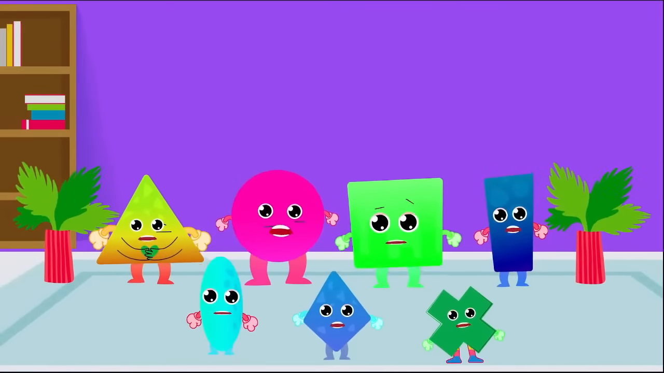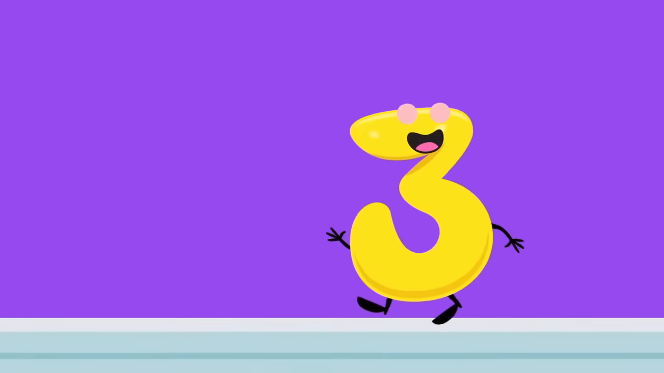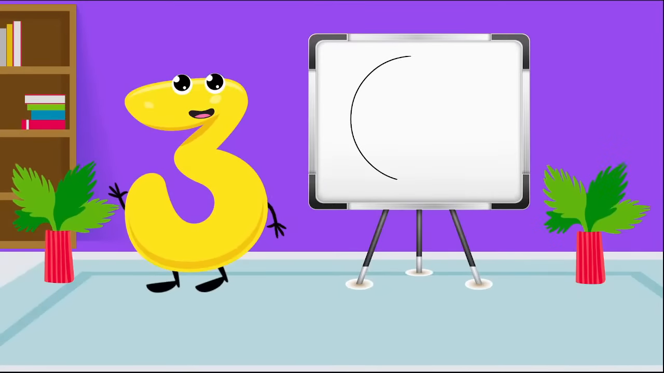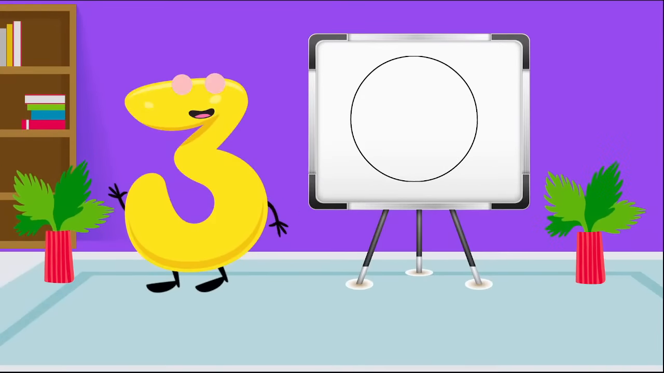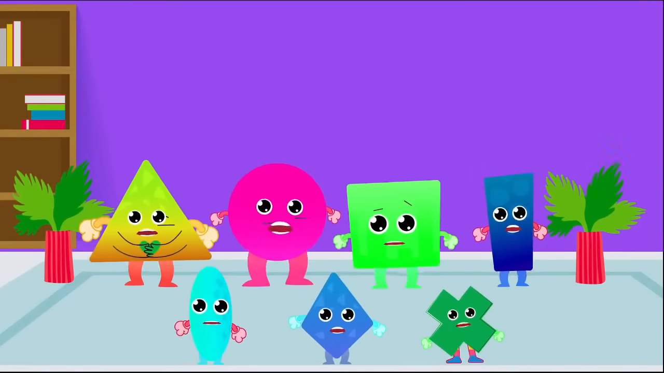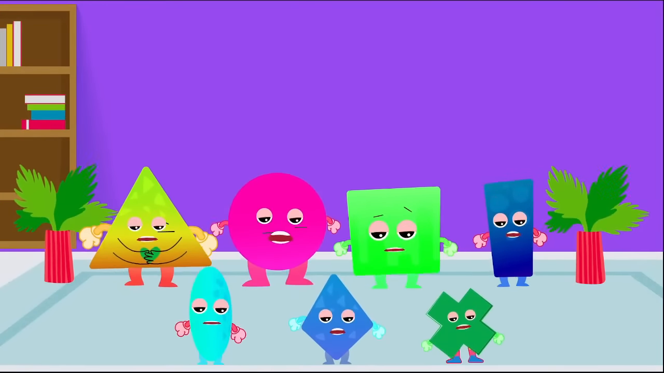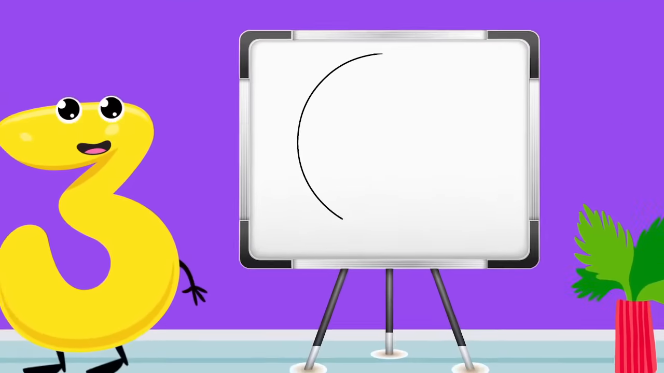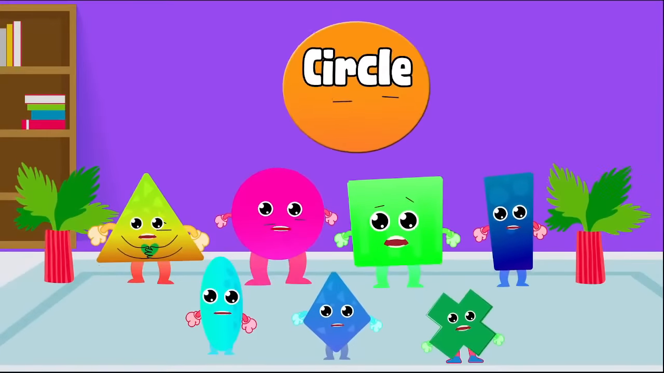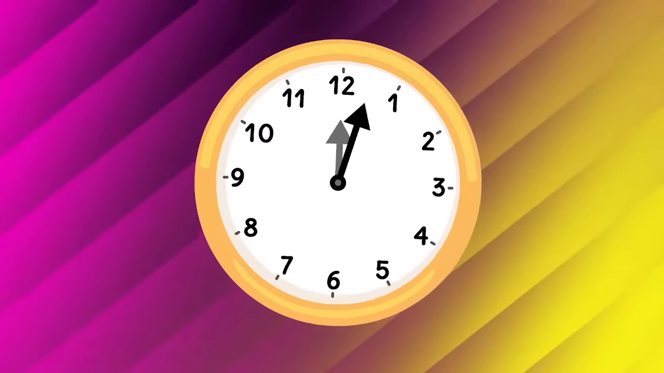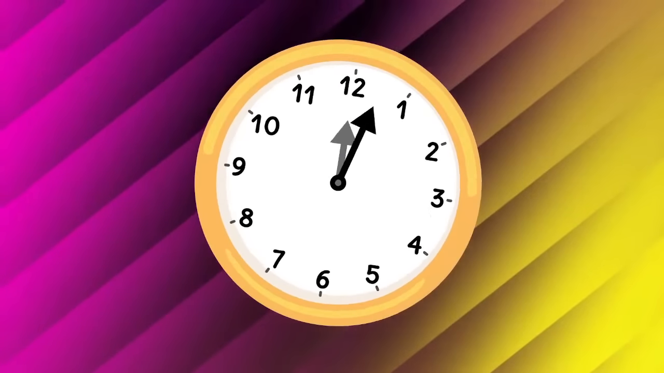Okay, here we go. What shape is this? Can you tell the name of this shape? It doesn't have any side. It's a circle shape. Can you show me a circle thing? This.